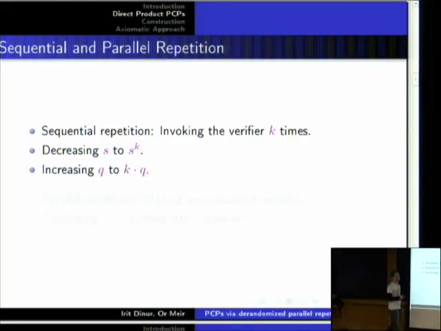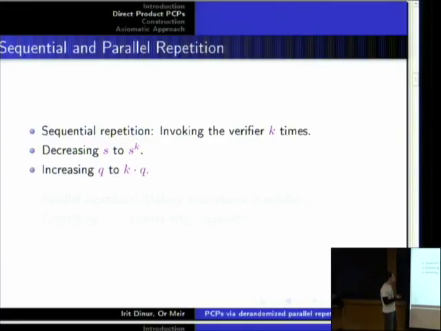So sequential repetition is the most straightforward way of improving the soundness error of a PCP verifier. That is, suppose we have some original PCP verifier and we wish to obtain a new PCP verifier that has a better soundness, then we simply construct a new PCP verifier that invokes the original verifier k times.